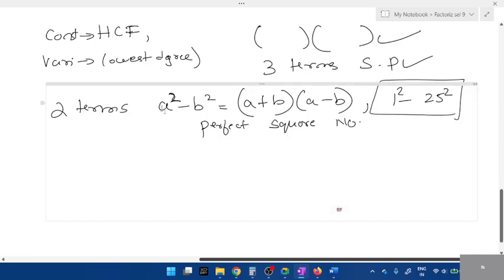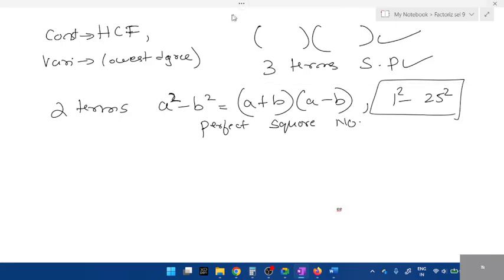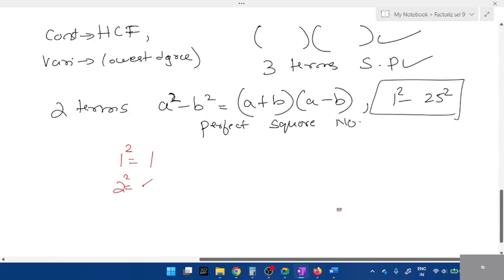See, this is the concept. Till here you understood which formula we're going to use now. This one. Next. How much is 1 square? 1. 2 square? 4. 3 square? 9. So whenever 1 is given, what you have to write? 1 square. For 4 you have to write 2 square. For 9, 3 square.